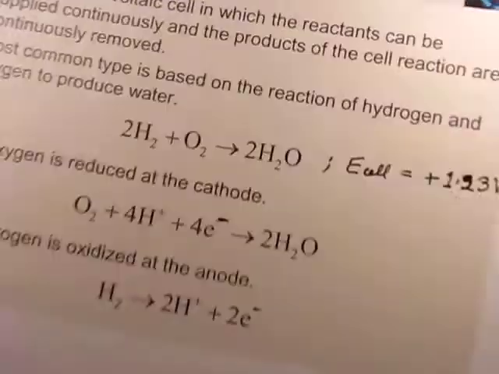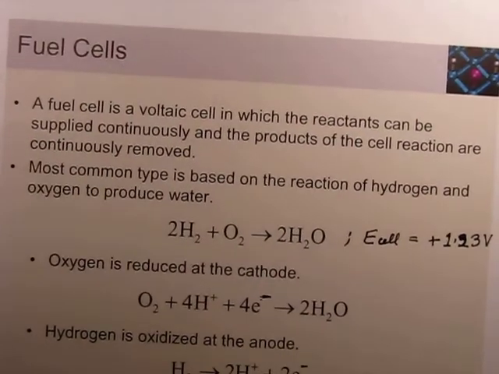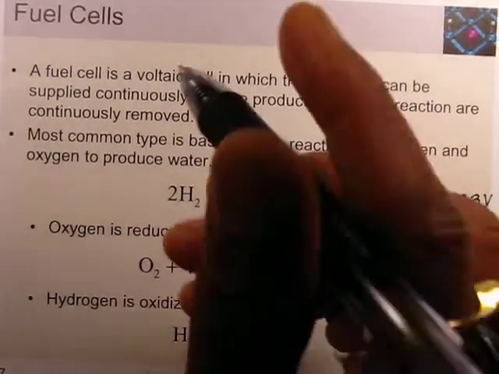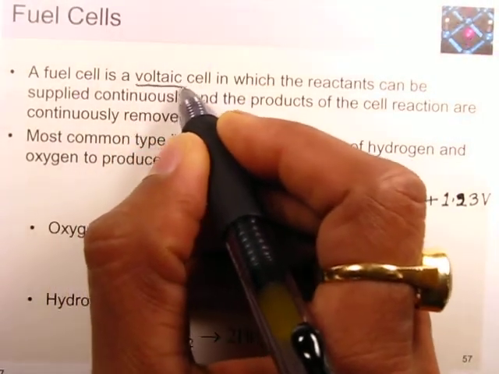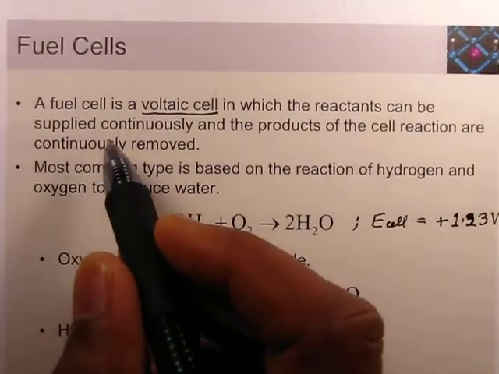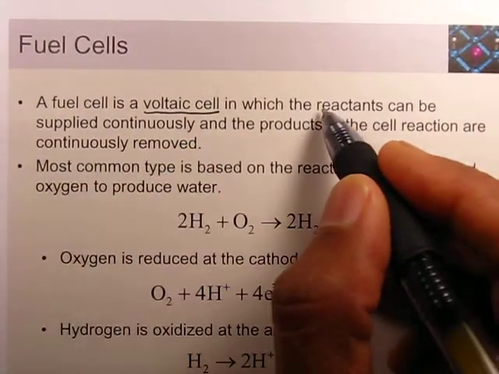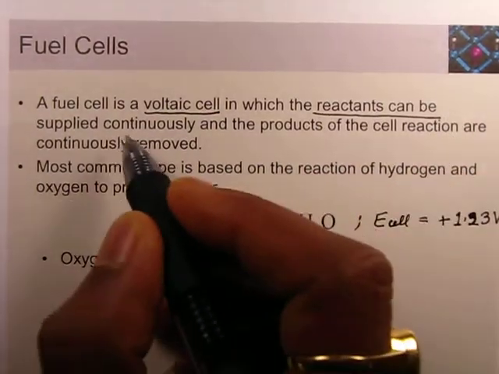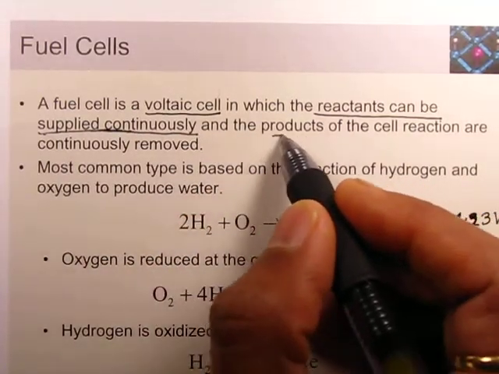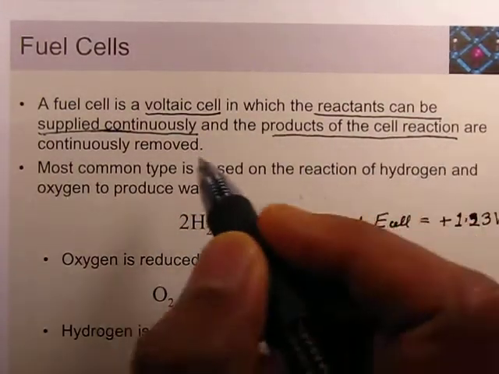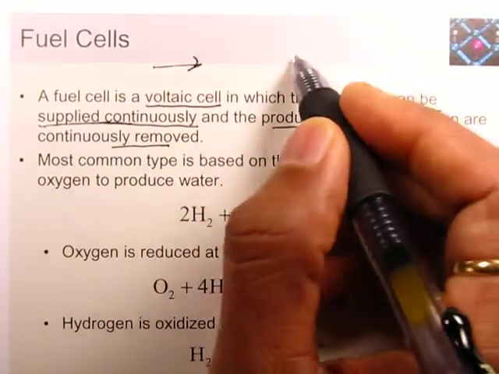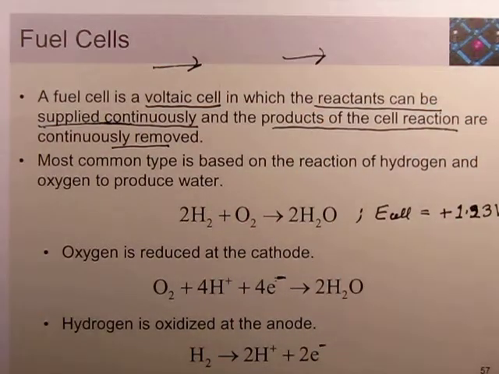And then next, which is important, we are going to understand about fuel cells. So what is a fuel cell? A fuel cell is also a voltaic cell in which the reactants can be supplied continuously, and products of the cell reaction are removed continuously. So on one side we are providing the reactant, and on the other side we are removing the product.